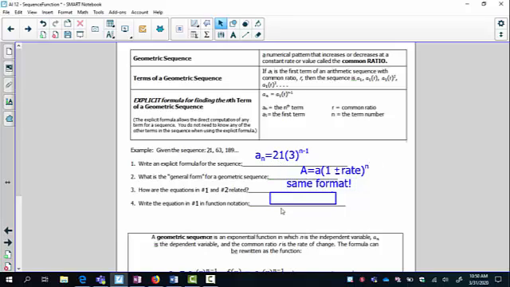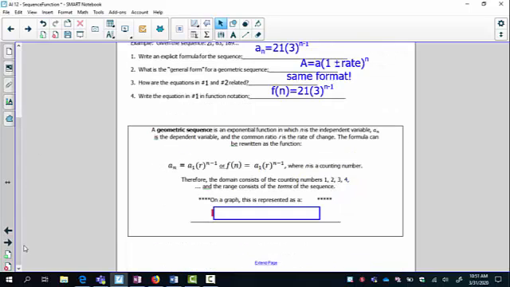So if I write the first one in function notation, it would just look like that. And again, n is going to be the place of each term, so it's going to be a counting number domain in a discrete function.